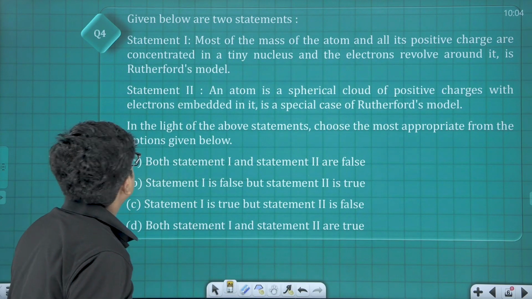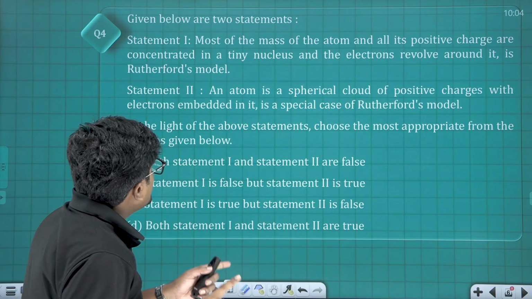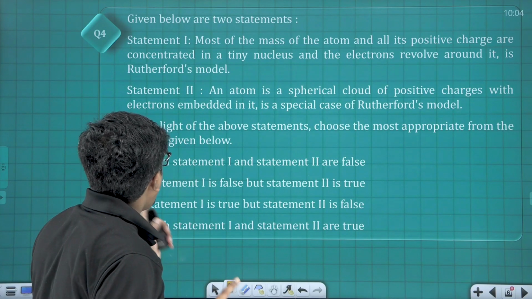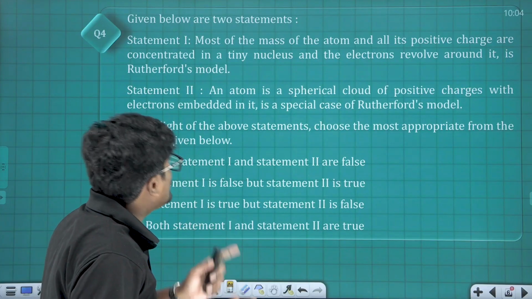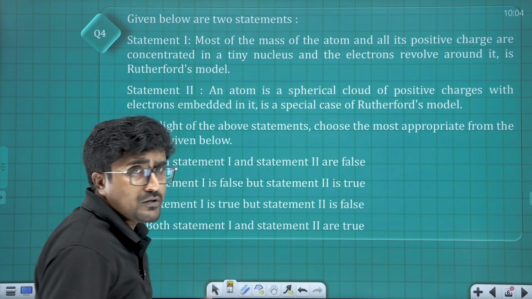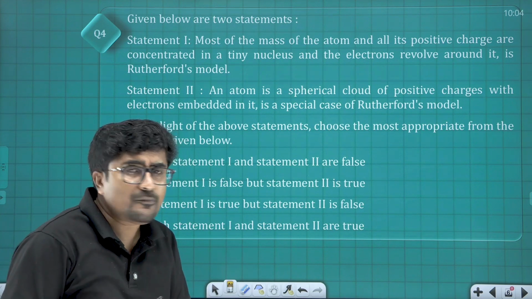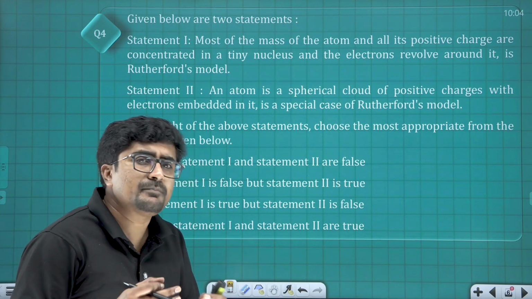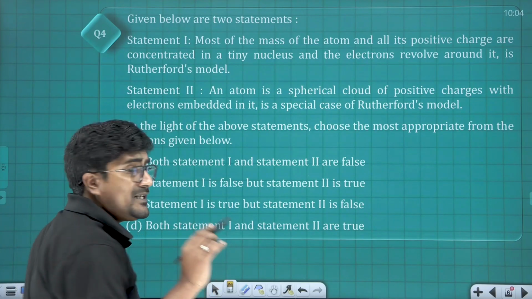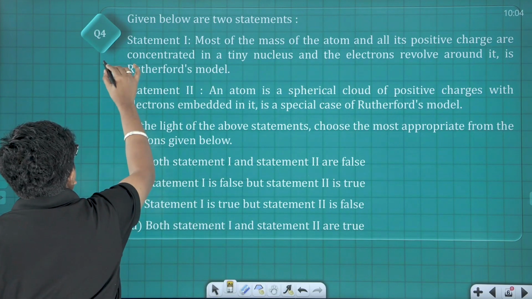Question number 4 says, most of the mass of atom and all its positive charge are concentrated in a tiny nucleus, and the electrons revolve around it in Rutherford atom model. So as per the observations made by Rutherford after alpha scattering experiment, statement number 1 is true.